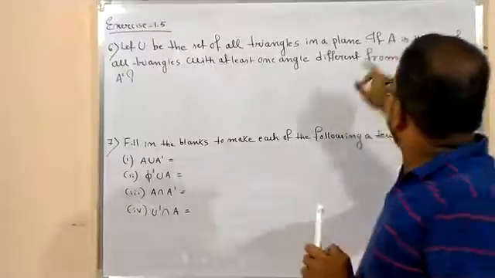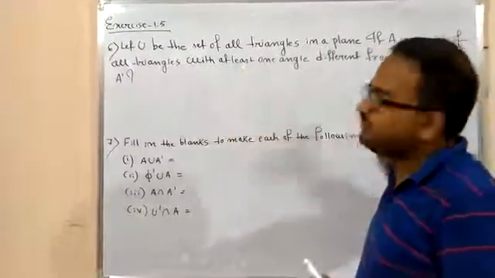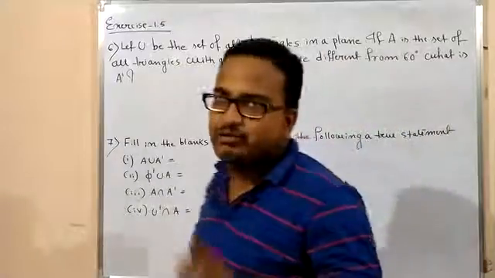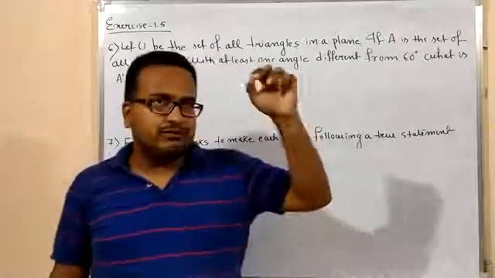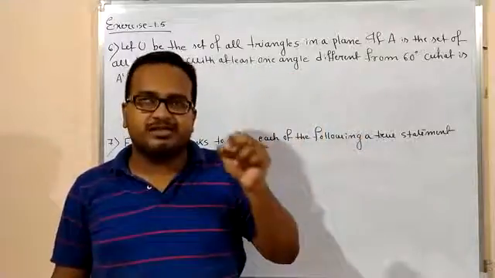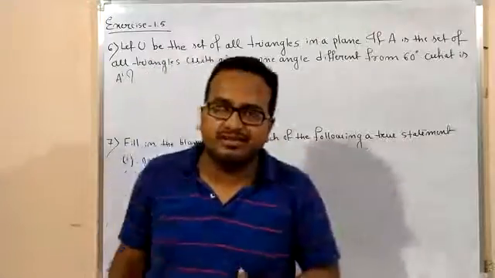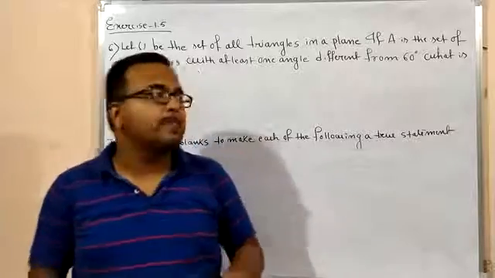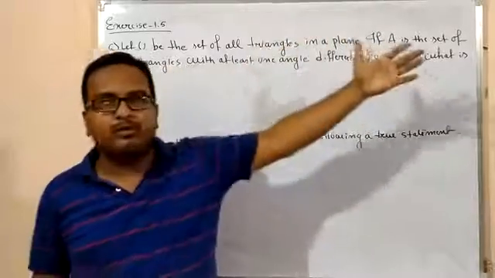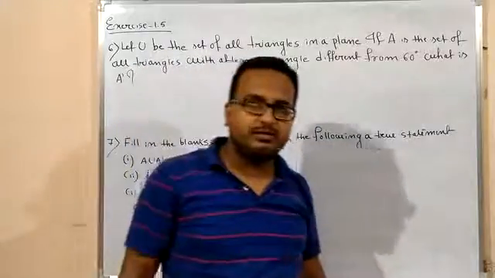Okay. If A is the set of all triangles with at least one angle different from 60 degree, that means A is a set where if you take any triangle from the set A, then it has at least one angle which is different from 60 degree. That means no triangle of the set A is an equilateral triangle. Okay. So the complement of the set will be what? The set of all equilateral triangles, isn't it?